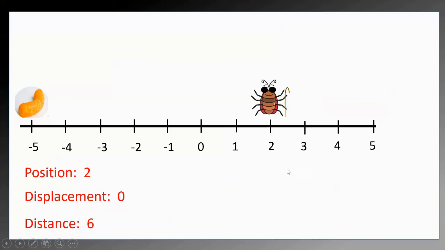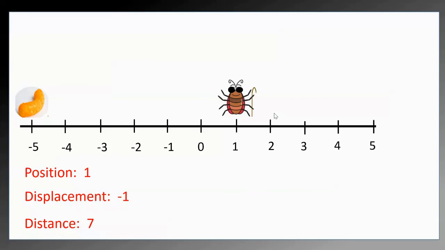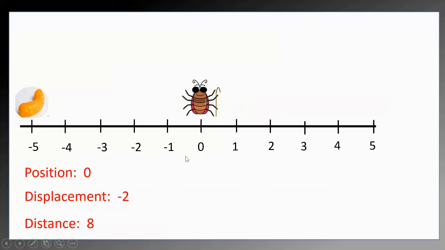and he's come back to where he started now. Okay, he started at number 2, and now he's back there. So his displacement is 0. His distance is 6 because he's gone all the way over here, which is 3 tick marks, and then he's come all the way back, which is 3 more. He's going to continue going back here. Okay, now he's gotten to position 0.